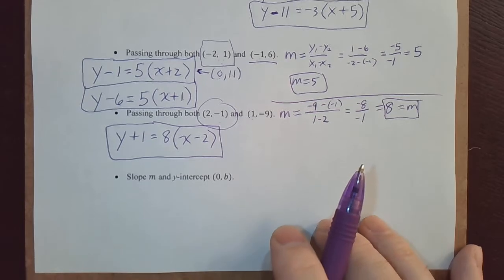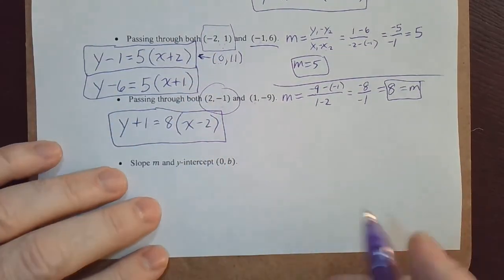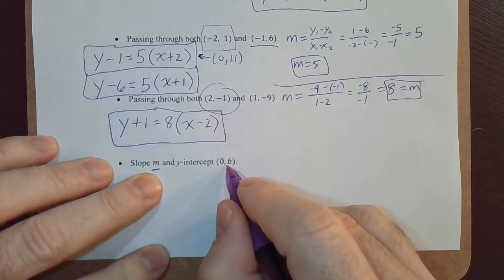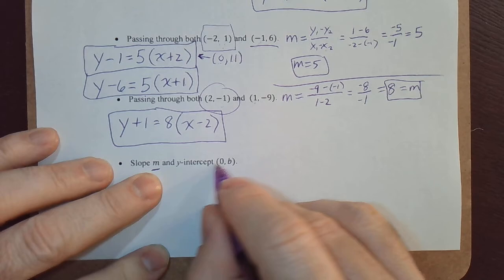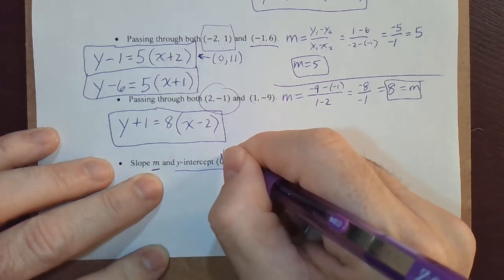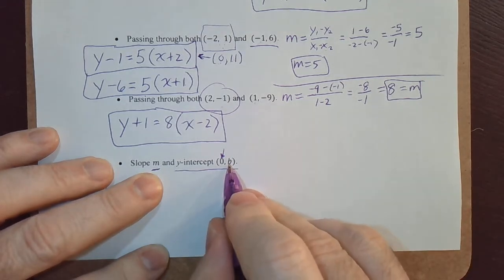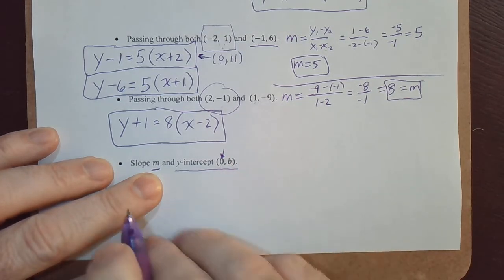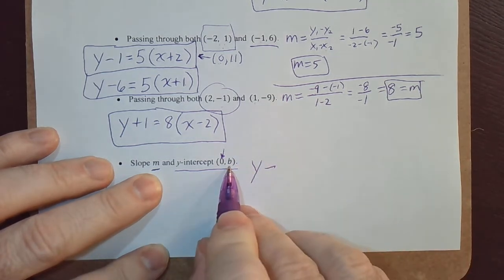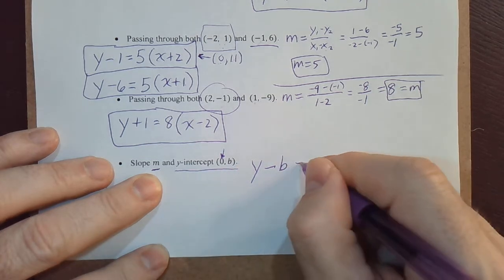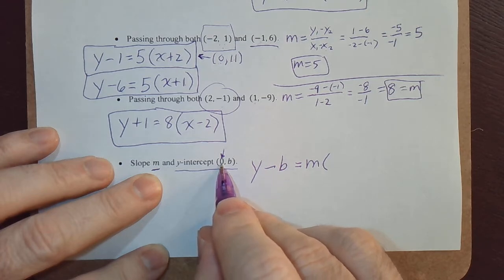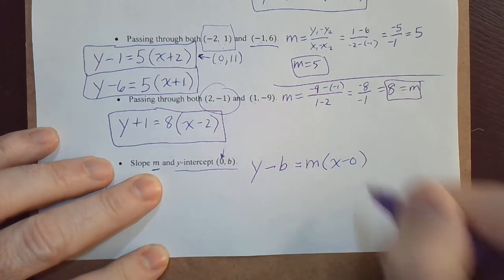Okay, one last one, and this is a special case. I'm not giving you the value of the slope, and I'm not giving you the value of the point other than the fact that the point I'm giving you is the y-intercept. So that means that the x value is 0. Now we're going to call b the y-intercept, 0 comma b. So this is going to be y minus y1, which is b, equals slope m times x minus x1, which is 0, x minus 0.